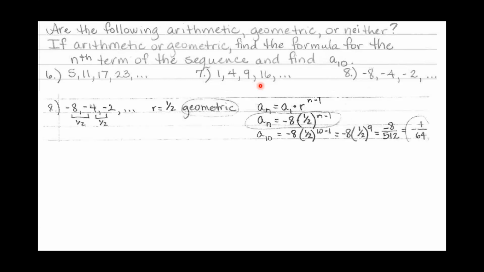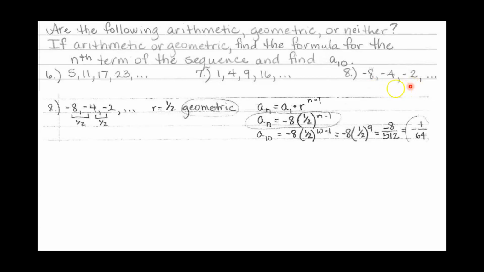All right, look at number 8. For number 8, if I take the second term and subtract the first, -4 minus a -8 would give me -4 plus 8, so +4.